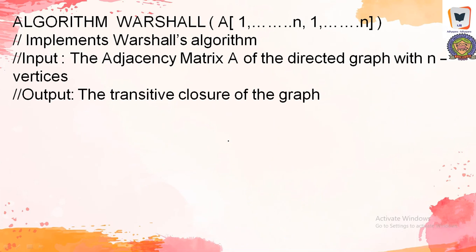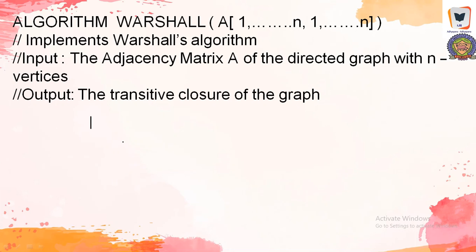Anyway, we will write the algorithm now. We know how to do this anyway. So the starting matrix, of course this is written in order to save time, implements Warshall's algorithm. Input the adjacency matrix A of the directed graph with n vertices.